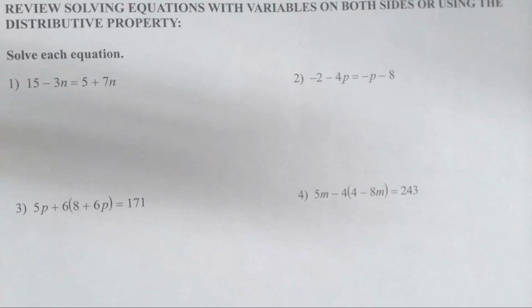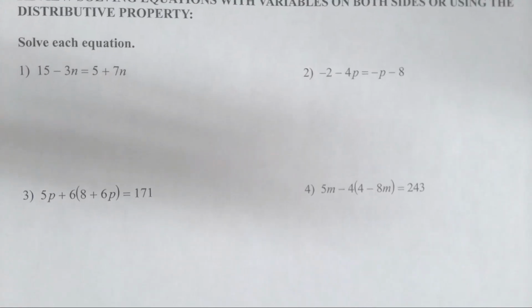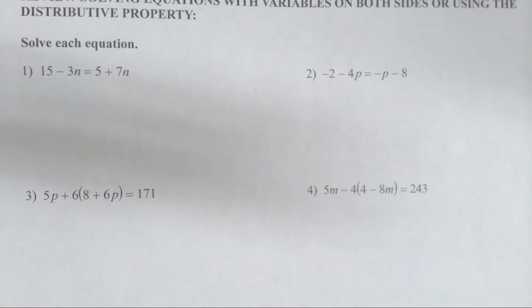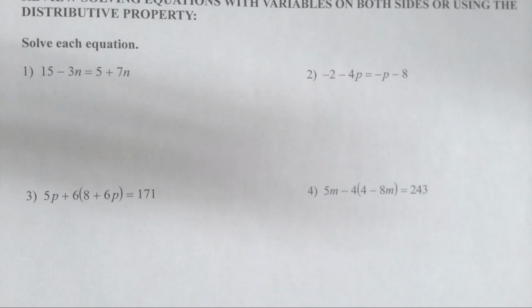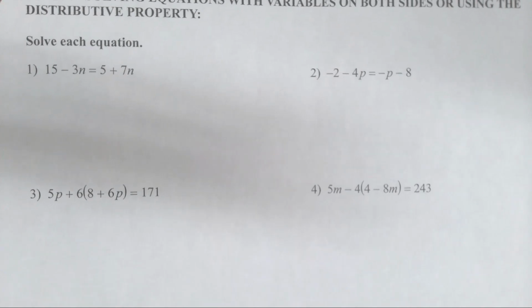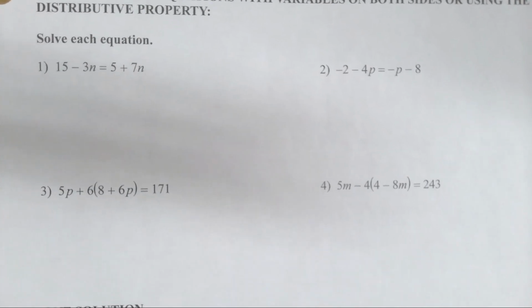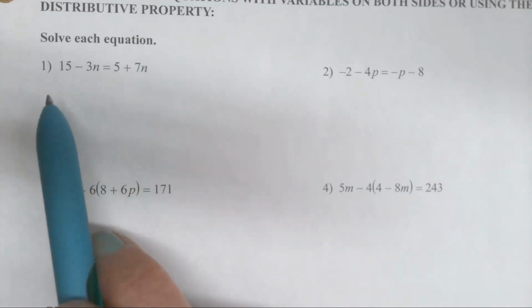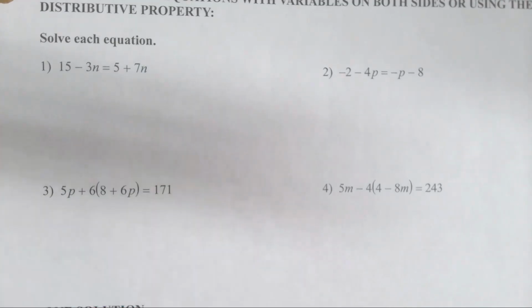Does anybody remember how to solve an equation with variables on both sides? Yeah. Yep, get all the variables on one side, all the non-variable things on the other side. It really doesn't matter which way you go. It doesn't matter if you move all the variables to the right or all the variables to the left. It makes no difference whatsoever. It's just whatever kind of happens.